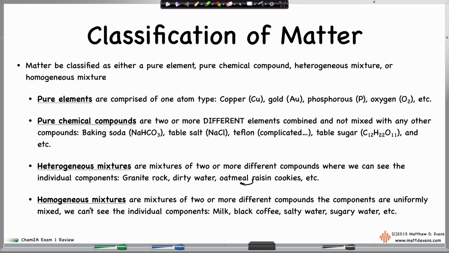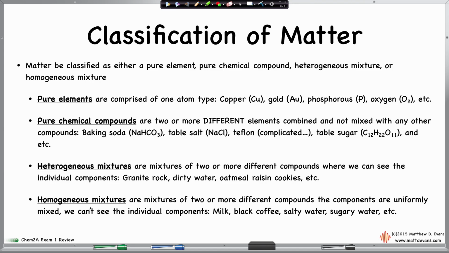This is a gimme. So oatmeal raisin cookies, of course, we're talking about cookies with raisins in them, so you can see the individual components, heterogeneous mixture. Now, homogeneous mixtures are mixtures, but I can't see the individual components of the mixture. So that would be something like milk or black coffee or salty water. Salty water is a good one. So we can't see the sodium chloride that's dissolved in the water, but nonetheless it's there. So it's a mixture of 2 different compounds uniformly mixed together. We can't see the components. Same goes for sugar. I can dissolve sugar into hot water, no problem. I can't see the individual sugar grains once it's dissolved, okay?